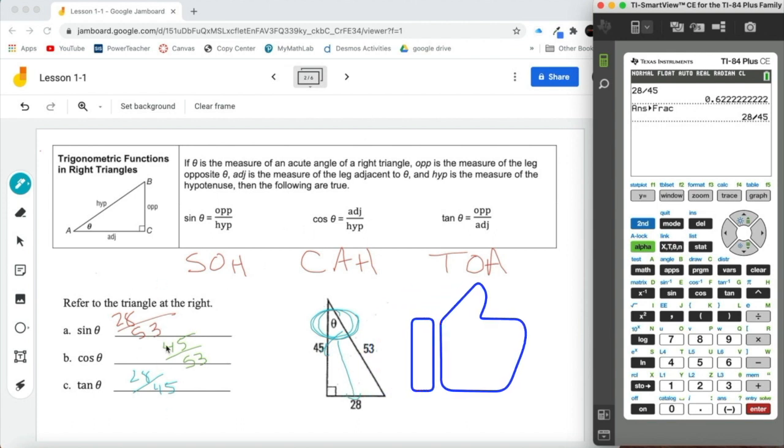So those are just some trig ratios. It's the ratio of the opposite over the hypotenuse, that's the sine. Adjacent over hypotenuse, that ratio is the cosine, and opposite over adjacent is the tangent.